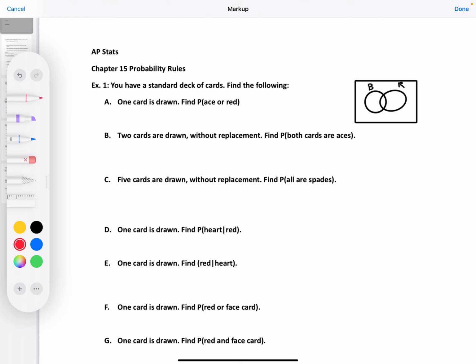So how many aces total exist in a deck of cards? 4. How many total red cards are in a deck? 26. Okay, but how many of those are aces? 2. So 24, and it's going to be the same thing for black. So I'm adding up the probability that it's an ace or red. So I want the ones that are just red, plus the ones that are aces. So it's just 28 out of 52.